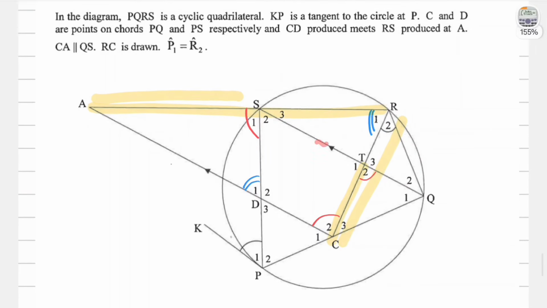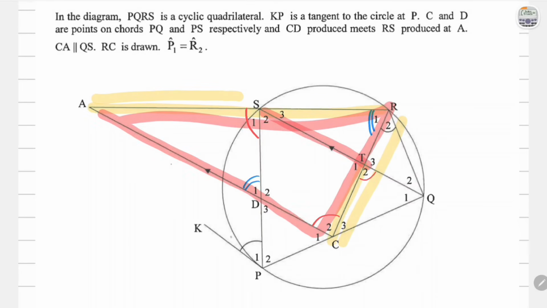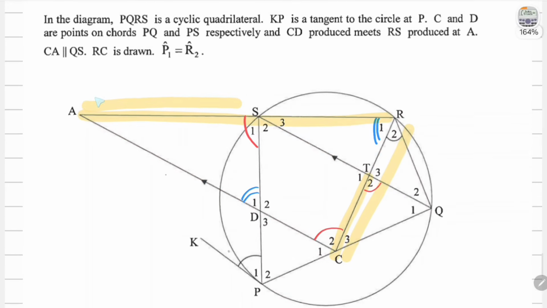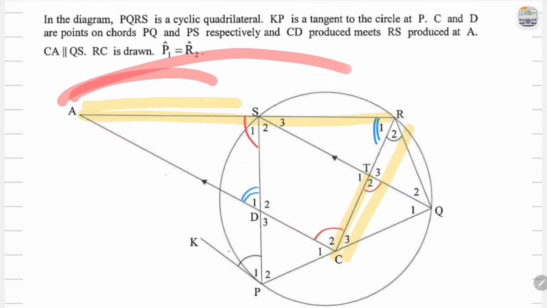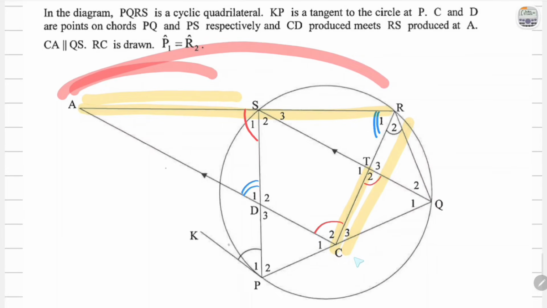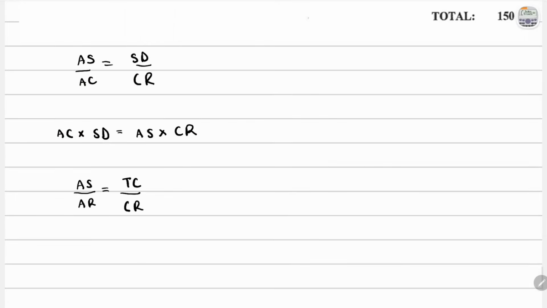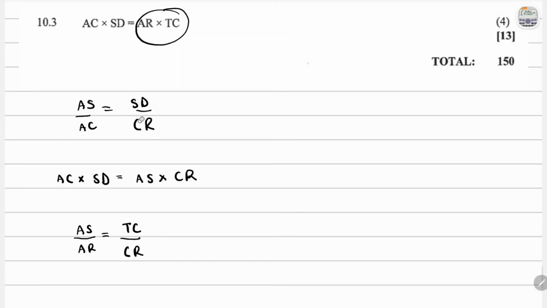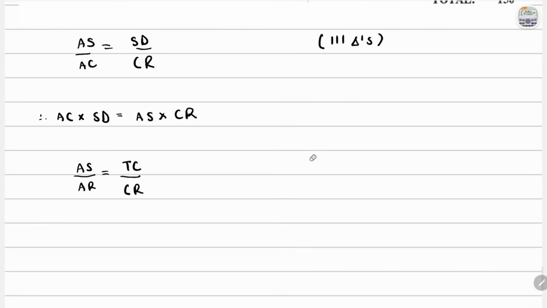Okay, so do you see now that we have parallel lines here? Okay, and they have clearly used the proportionality theorem. Okay, so we can go ahead and take AS over AR and say that this would be equal to, it has to correspond here, CT or TC over CR. Okay, because of the proportionality theorem. Okay, so since we're using this, we're going to have to state that this was because of the similar triangles that we had. And then we were able to conclude this. And so this is because of the proportionality theorem. Okay, so we have that.